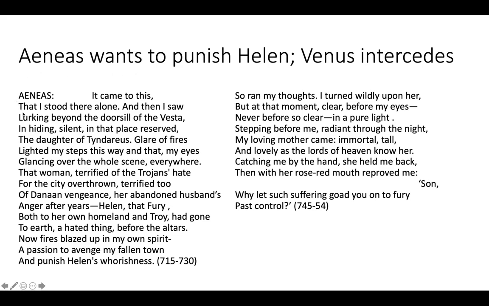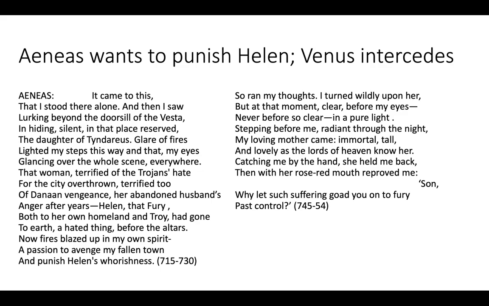It came to this, that I stood there alone, and then I saw lurking beyond the doorsill of the Vesta, Vestal Virgin, in hiding, silent, in that place reserved, the daughter of Tyndareus. This is Helen, her father's Tyndareus. Glare of fires lighted my steps this way and that, my eyes glancing over the whole scene everywhere.